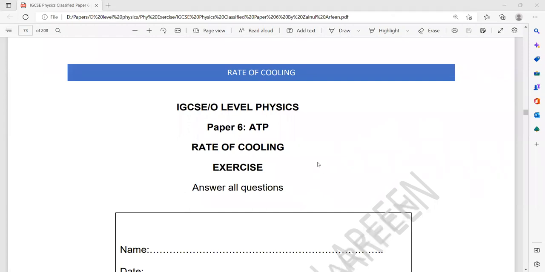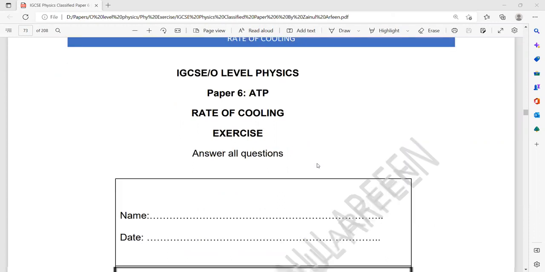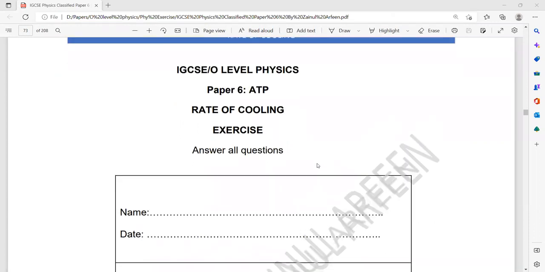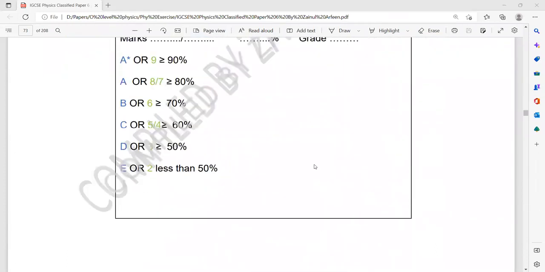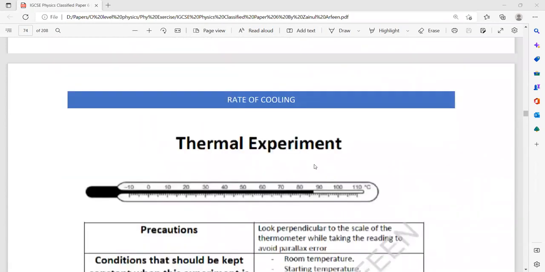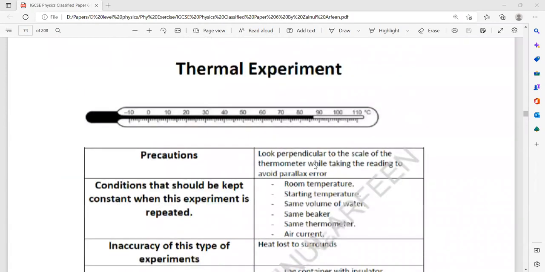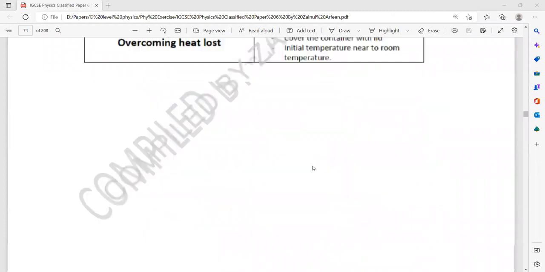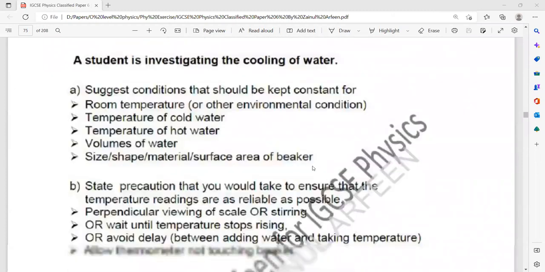Classified Paper 6 topic: rate of cooling questions. This is a common topic in Paper 6. You will find at least one question from this topic in a paper. These are the key points you should go through before starting the solution.